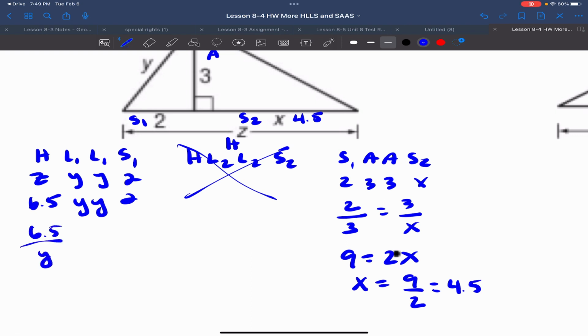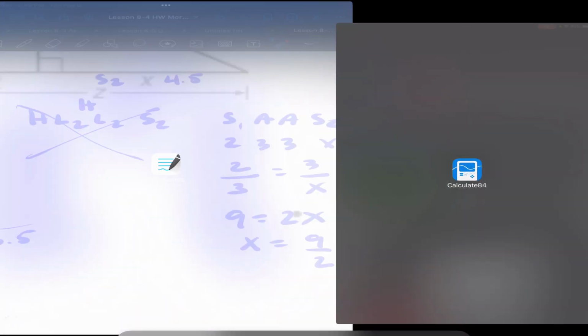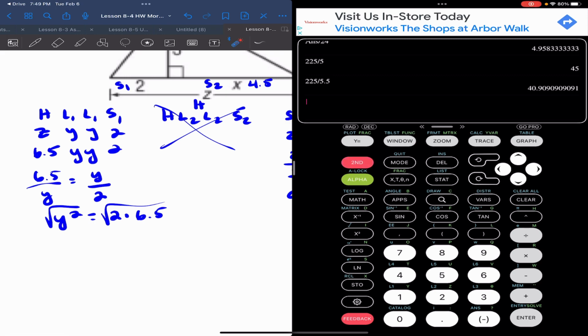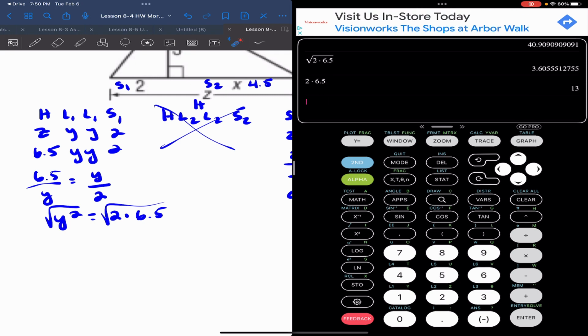And then everything remains the same. So 6.5 over y equals y over 2. Y squared equals 2 times 6.5. Take the square root. Okay, well, look at that. I'm multiplying this whole number by this decimal, so I don't want to simplify the radical. I'm actually just going to take the square root of 2 times 6.5. Wait a minute. Hold up. I have 2 times 6.5. That's 13. Okay, so never mind. So y equals the square root of 13. Great.